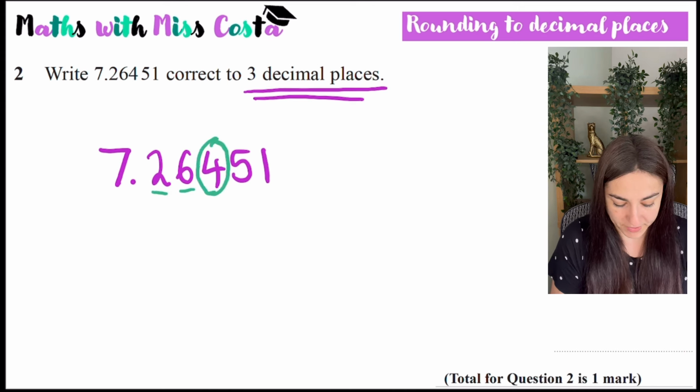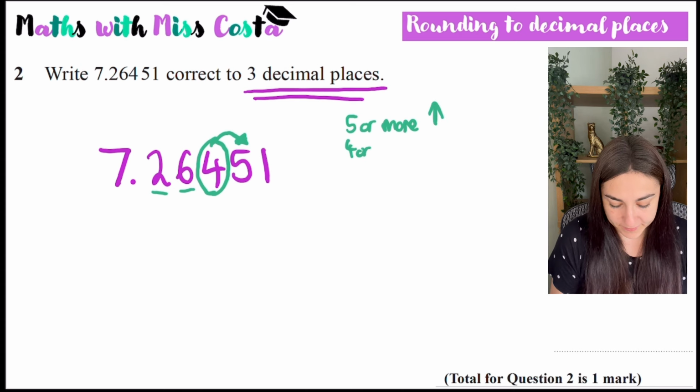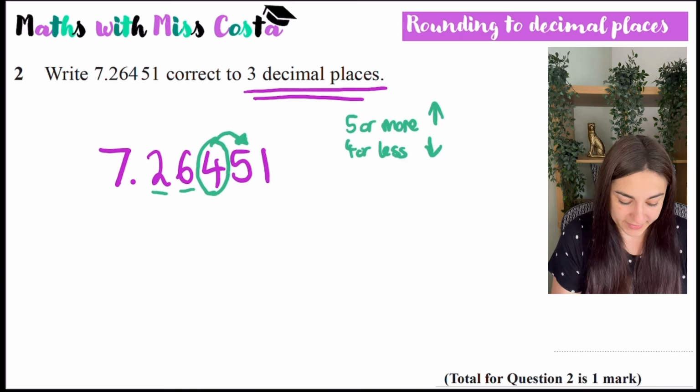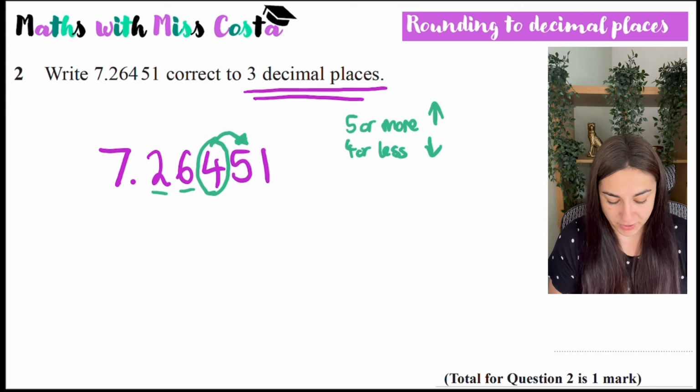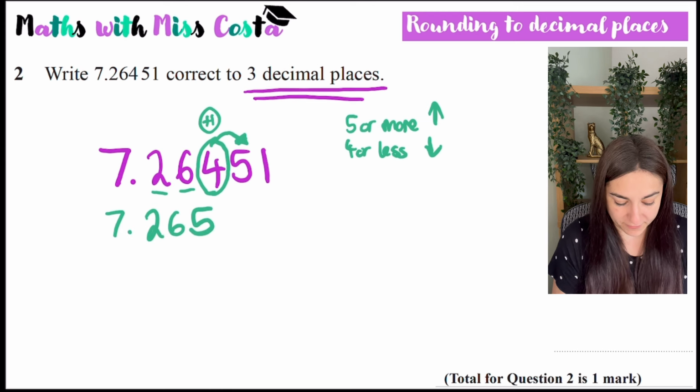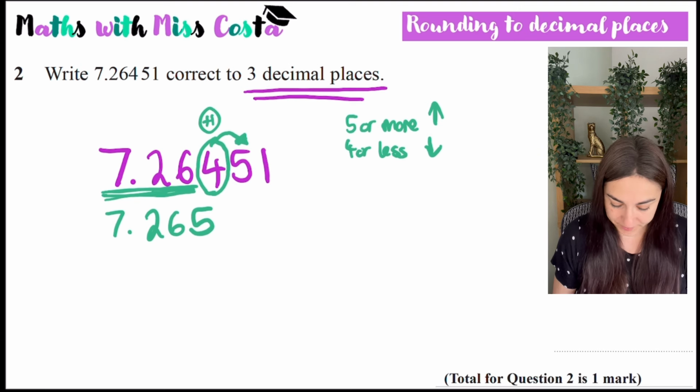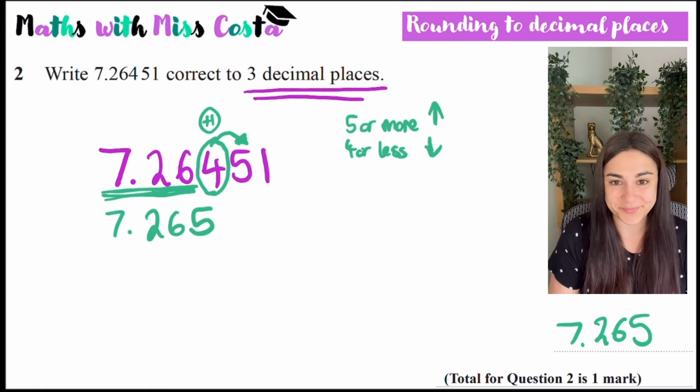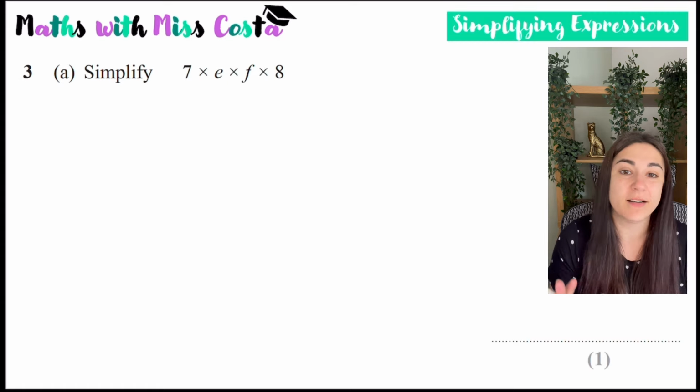So I circle this number and then I look to the number next to it and I think to myself, if the number is 5 or more, I'm going to round up. If it's 4 or less, I round down. So that's a 5, which means that I'm going to round up, and I add 1 to my circled digit. So that would become 7.265. I keep everything else the same. I'm just interested in rounding the circled digit. So to 3 decimal places, that would be 7.265.